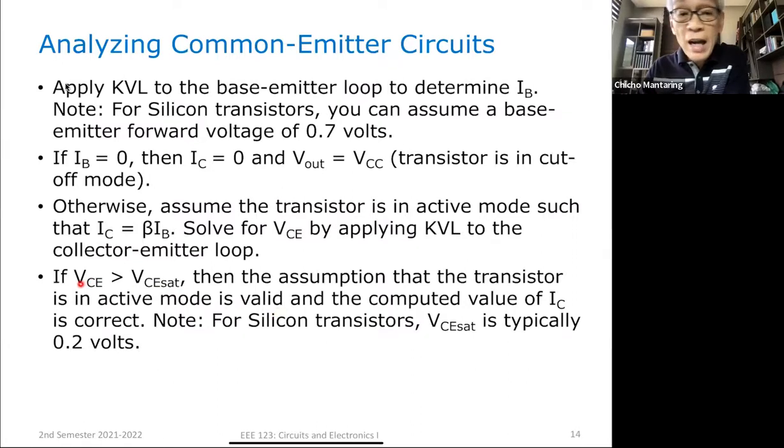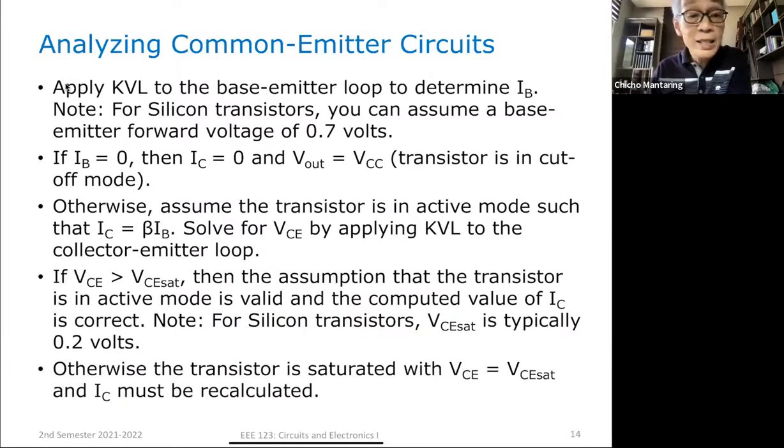If we discover after computing for VCE na mas malaki siya sa VCE SAT, then tama yung assumption natin dito sa step na to. It is in active mode, and whatever value of I sub C we computed here is correct. Now, I already mentioned VCE SAT for silicon transistors is typically 0.2 volts. Otherwise, if we see that VCE is less than VCE SAT, then itong active mode assumption will be invalid.